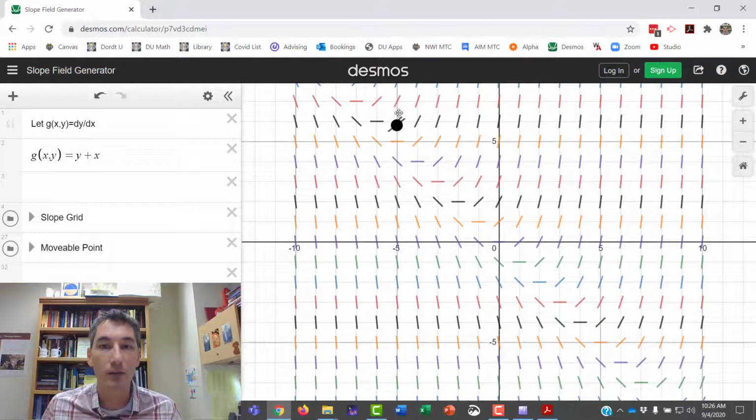And then as the y increases, the slopes increase. As the y decreases, the slopes decrease. But also as the t increases, the slopes increase, because the slope is the y-coordinate plus the t-coordinate. So increasing t increases the slope, and increasing y increases the slope. And similarly, decreasing t will decrease the slope, and decreasing y will decrease the slope. So you can kind of see how a solution that starts here would ride up the slope there and then ride up the slope there. And you can imagine how solutions might behave. Okay, let's jump over and see it in the other program.